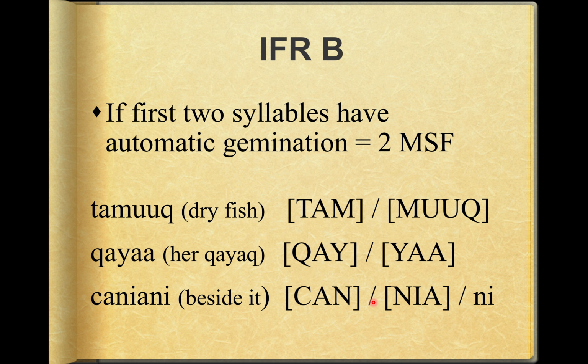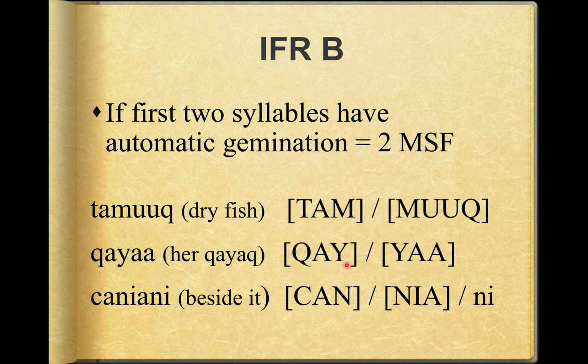Initial foot rule B says that if the first two syllables have automatic gemination, then it forms 2 monosyllabic feet. Okay? It's going to form 2 separate feet, not an iambic foot containing 2 syllables. Those are 2 very different things. So, tammok is 2 monosyllabic feet. Both syllables are stressed. The first syllable, however, is closed, so it will not be lengthened.